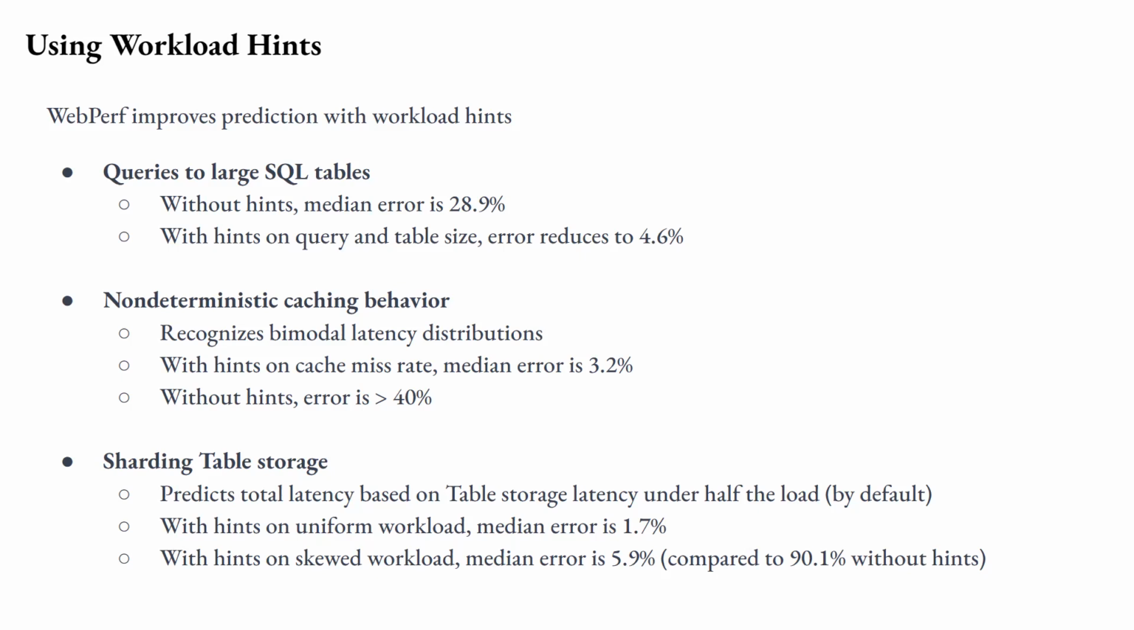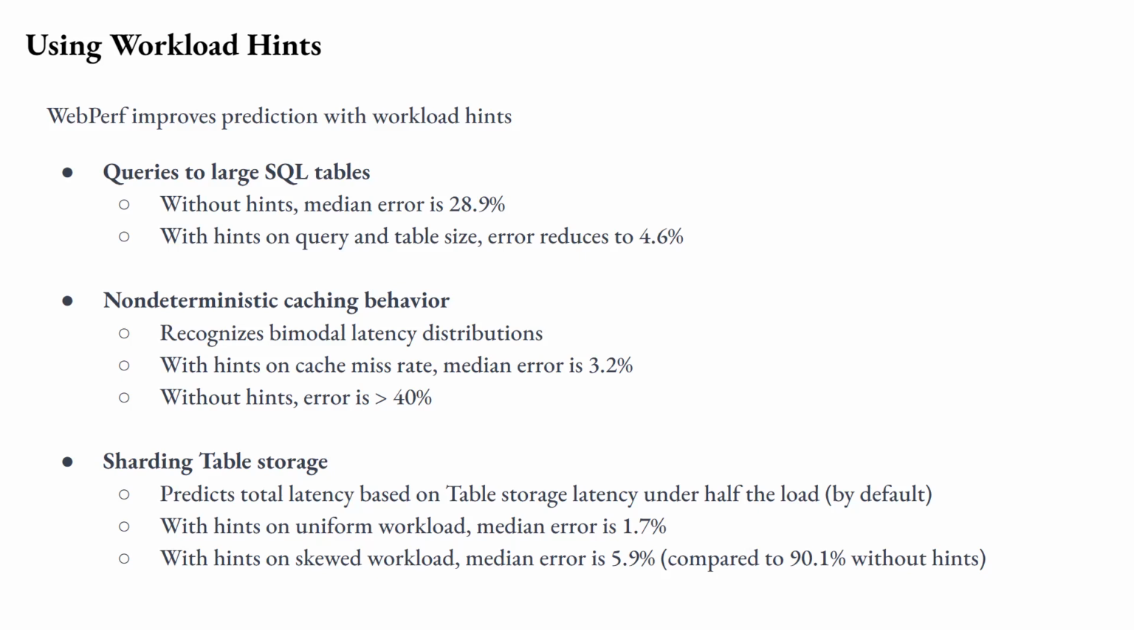In other cases, such as with the Azure CDN's data access API, latency distribution can be highly bimodal due to item popularity. WebPerf can combine these distributions using Monte Carlo simulation and reduce prediction error to 3.2%.